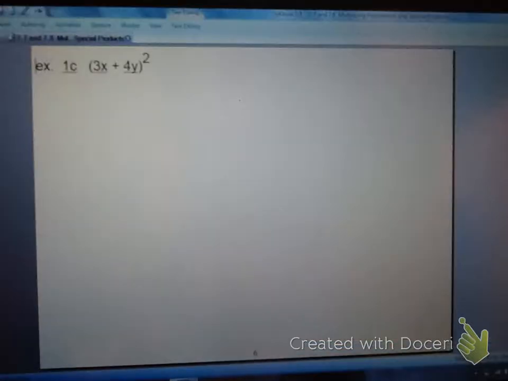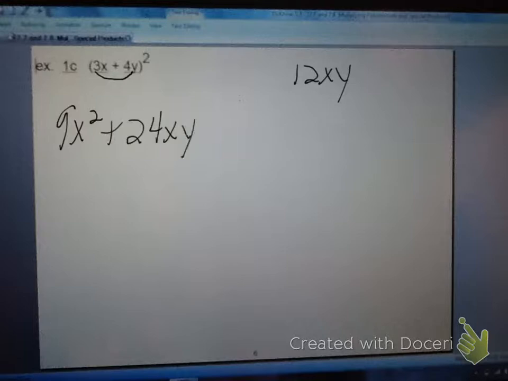Example 1c, we're going to square the first term. Multiply these two together. That's 12xy. Double it gives me 24xy. And then square the last term is 16y squared. So I'm just going to write that 12xy. I'm a visual person. I kind of like to see it.